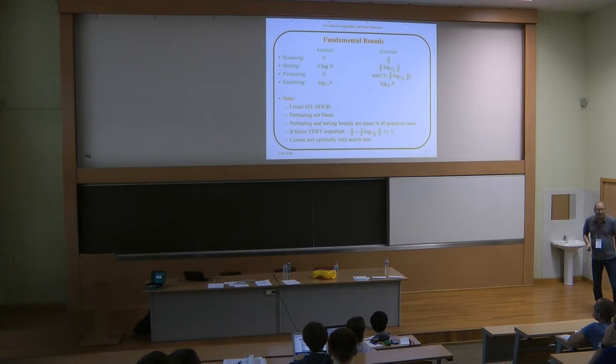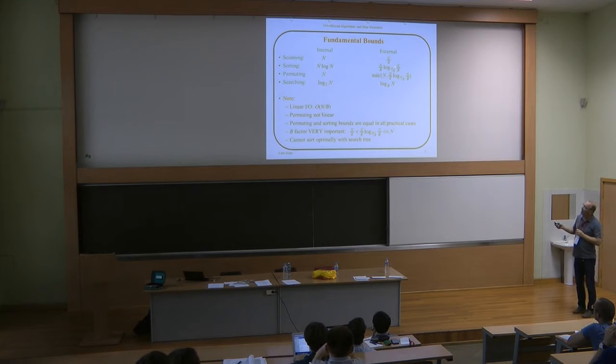Permuting was then the interesting thing. If we want to just move n elements around according to some permutation, if we just do it one element at a time, you're going to spend n IOs, but actually in most cases we can do much better by sorting. And as I said, this b in the denominator is very, very important because b is very, very big. So going from an algorithm that uses n to one using n over b IOs is very important in practice.